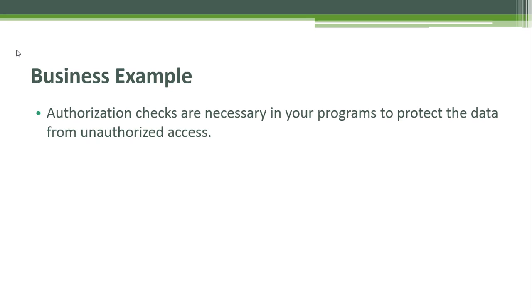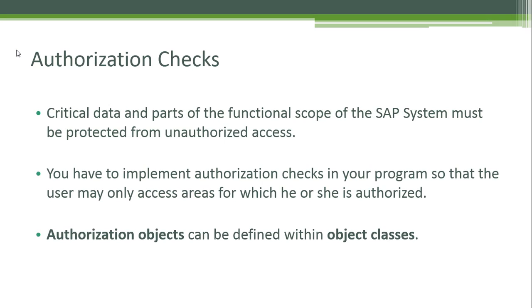A business example. Authorization checks are necessary in your programs to protect the data from unauthorized access. Critical data and parts of the functional scope of the SAP system must be protected from unauthorized access. You have to implement authorization checks in your programs so that the user may only access areas for which he or she is authorized.